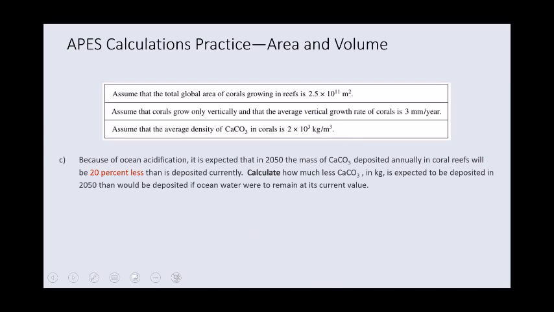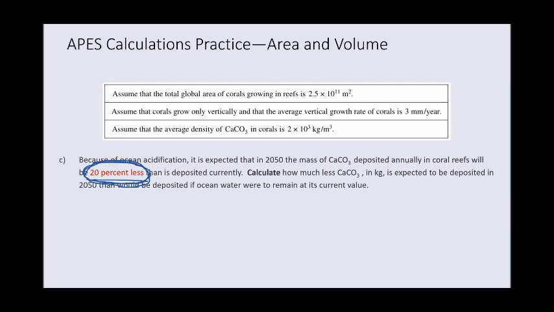Because of ocean acidification, it is expected that in 2050, the mass of calcium carbonate deposited annually in coral reefs will be 20% less than is deposited currently. Calculate how much less calcium carbonate in kilograms is expected to be deposited in 2050 than would be deposited if oceans were to be at their current level. So this is very similar to the previous question, in that they're wanting us to use data within the question itself and apply it to what we've already calculated.